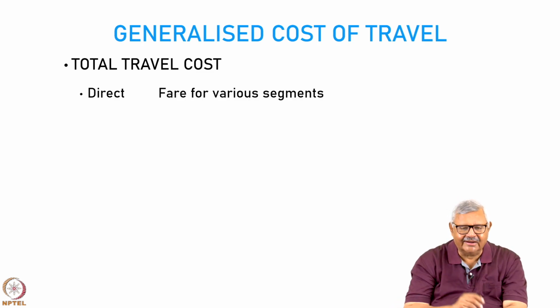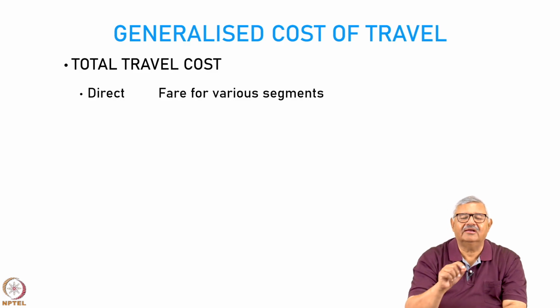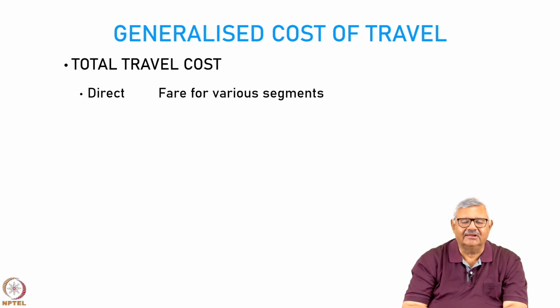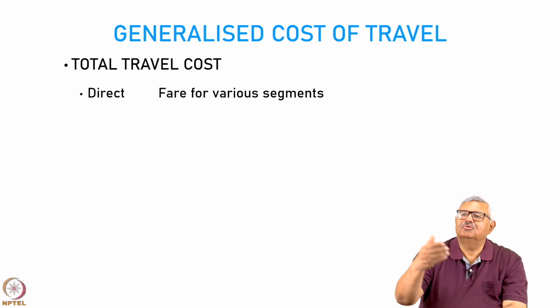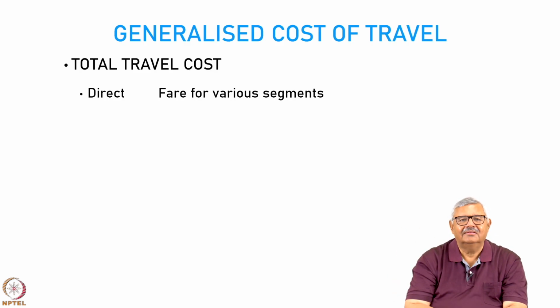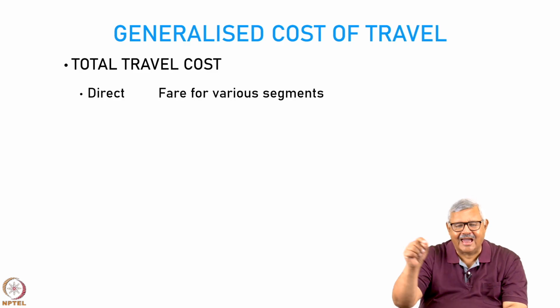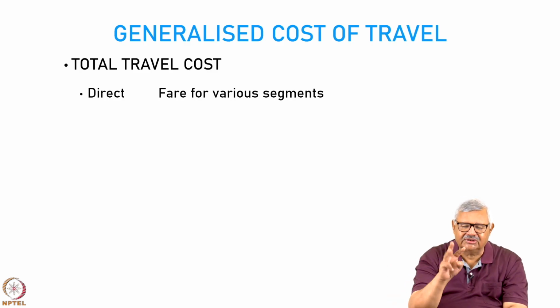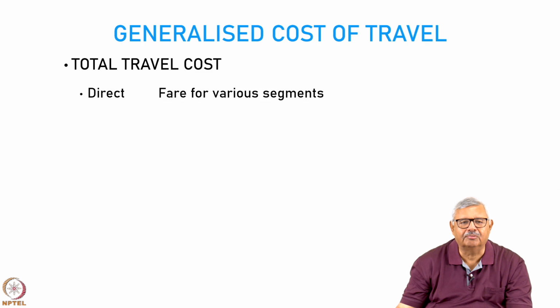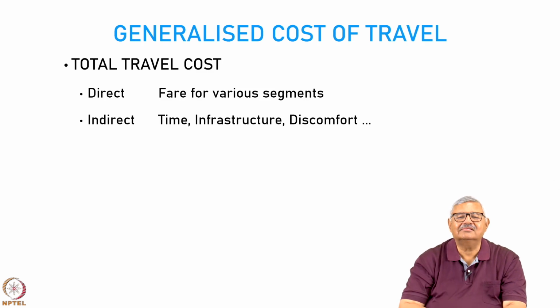So there is a direct component which is the fare paid for various segments. For example, when I go from my residence in Mumbai to a location in Pune, then I need to take a cab to the airport, then I have to take a flight to the destination, and then another cab from the airport to the destination. So there are three direct fares which I am going to pay. Then there are some indirect costs which I incur.